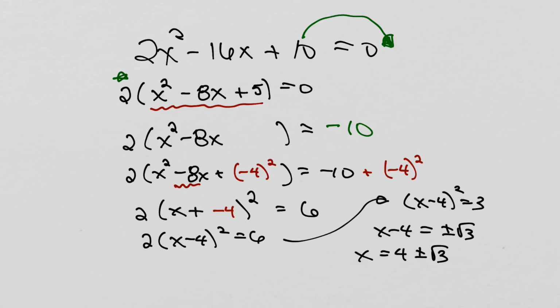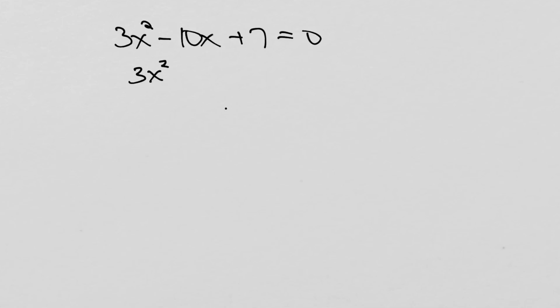All right, let's do one more of these with a strange number out front. And this one, let's make it even a little uglier than that last one. What if I have a 3x squared? How about minus 10x plus 7 equals 0? Right. Well, let's go ahead and take that 7 over to the other side.